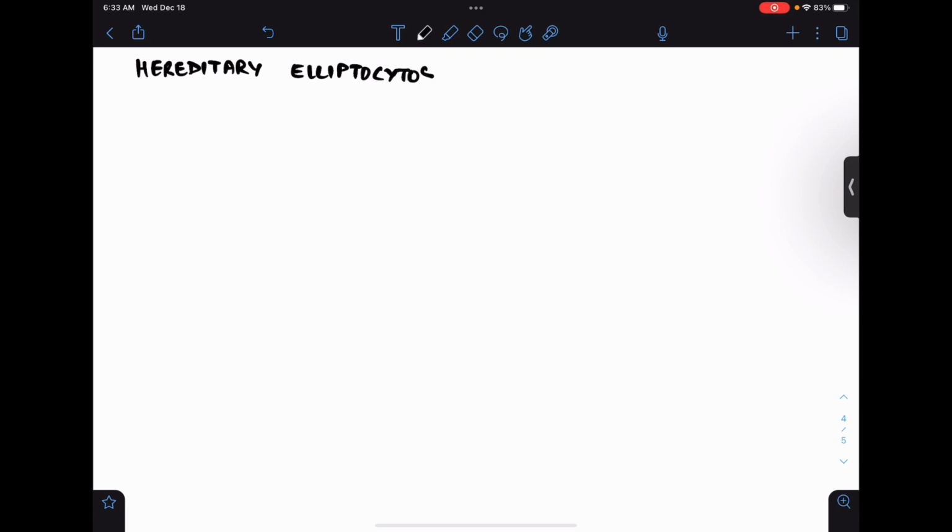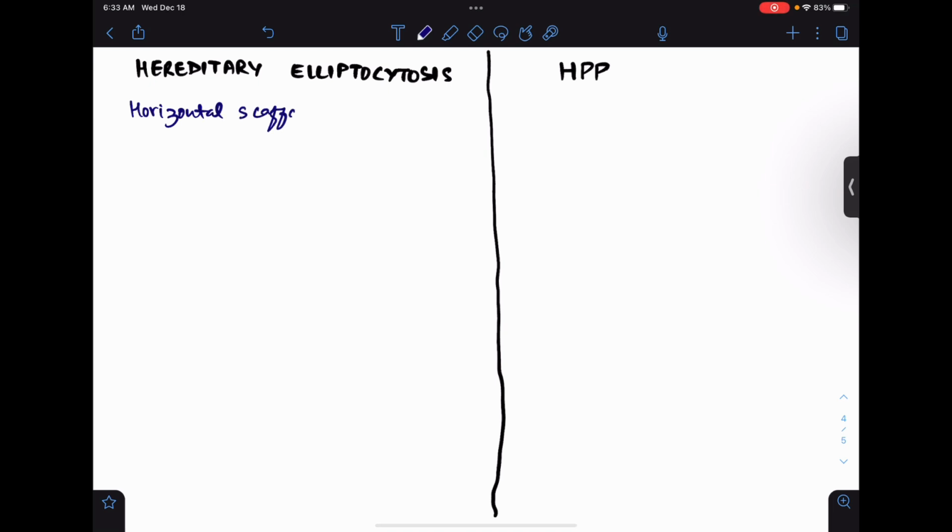Next, we have hereditary elliptocytosis, and we'll actually discuss it along with hereditary pyropoikilocytosis. So hereditary elliptocytosis. This disease is caused by weakening of the horizontal scaffold.